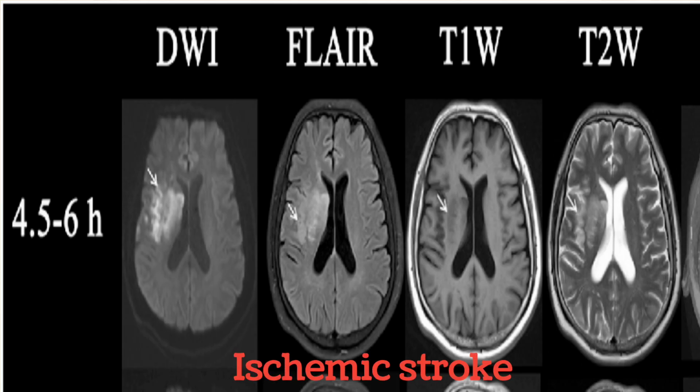Now this is the example: ischemic stroke patient. Within a few hours you can see that in DWI the ischemia can be seen as a hyperintense area, while in FLAIR, T1 and T2 the ischemia is almost developing but not very clear, while in DWI it is already developed.